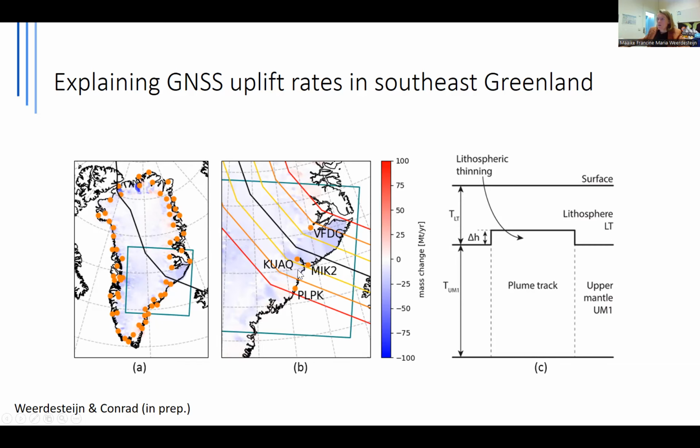And then in the middle figure, we zoom into this region, and we're going to look at 4 GNSS locations. The yellow, orange, and red colors indicate the different plume track widths that we're going to model, from 200, 400, and 600 kilometers. And then on the right is a schematic drawing of a cross section of the plume track, where we have the lithosphere, a layer of the upper mantle, and the plume track. Where the plume track is located, we also model some lithospheric thinning.